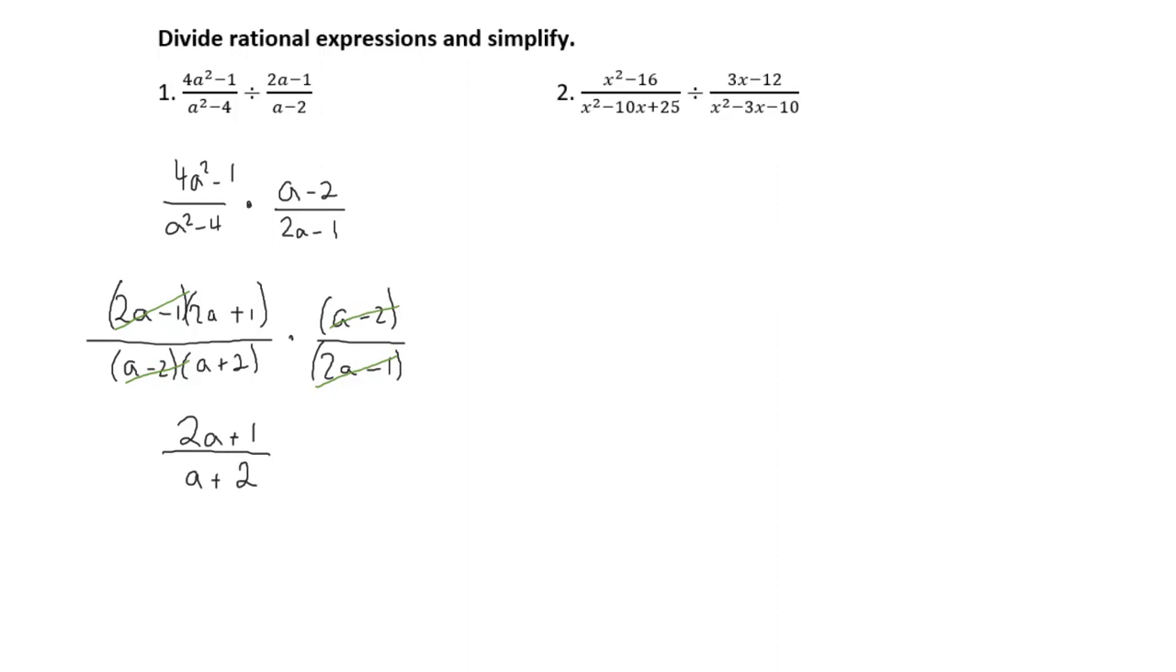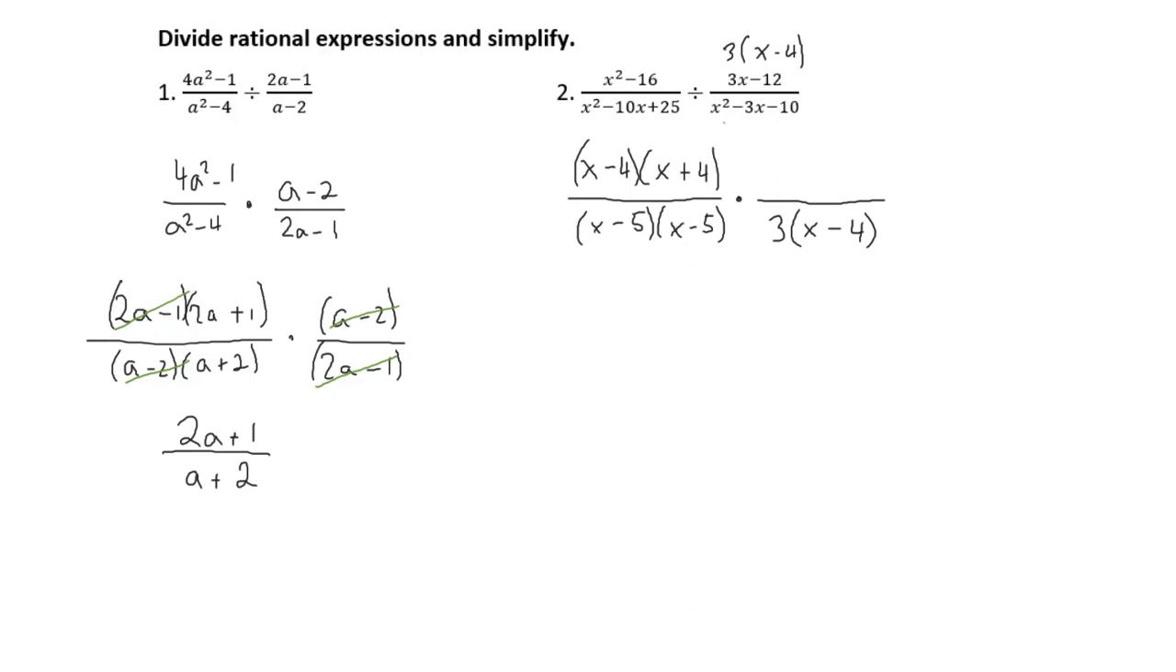All right, here's our last problem for the day. We're going to factor that to x minus 4, x plus 4. On bottom, we have x minus 5, x minus 5, because that's a perfect square. This will be 3 factored out, x minus 4, which after applying the division, we'll move to the bottom.